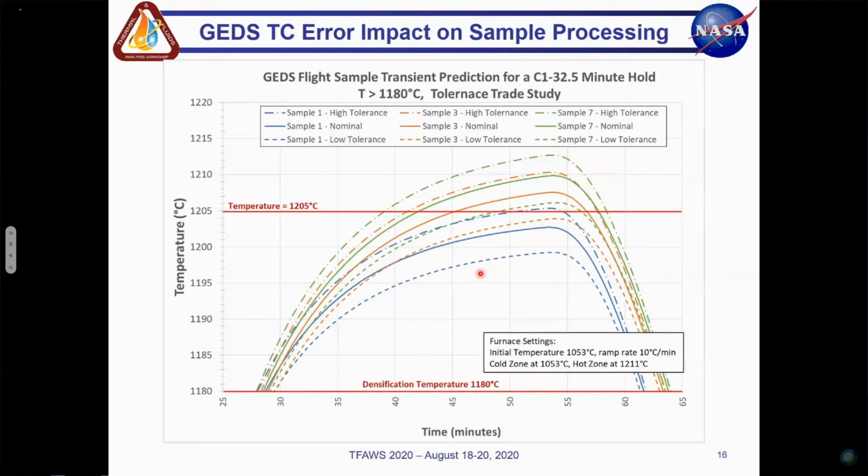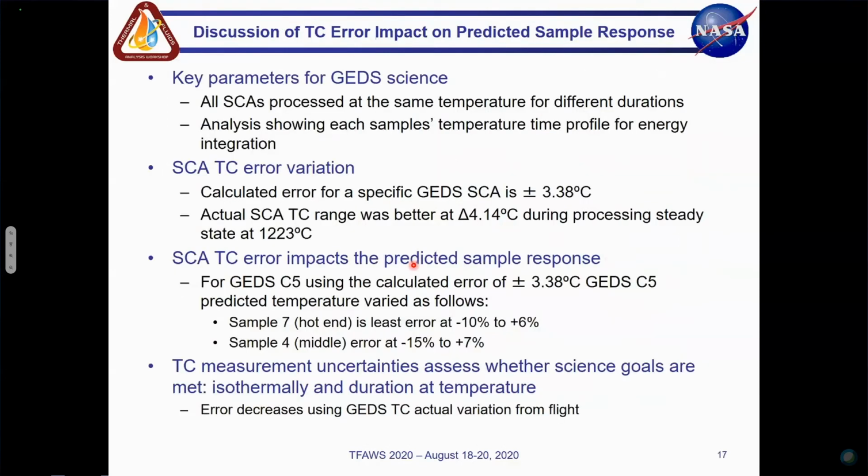So this slide 16 here is just a graphical representation of what was on the previous chart, where this blue line down here is the first sample, the sample closest to the cold end, with the TC error factored in. So you can see if it was reading nominal, this would be its curve. If it was reading on the low end, that's the curve, and if it's reading on the higher end, it's reading up here. So this plot shows the duration or the spread that could have happened.